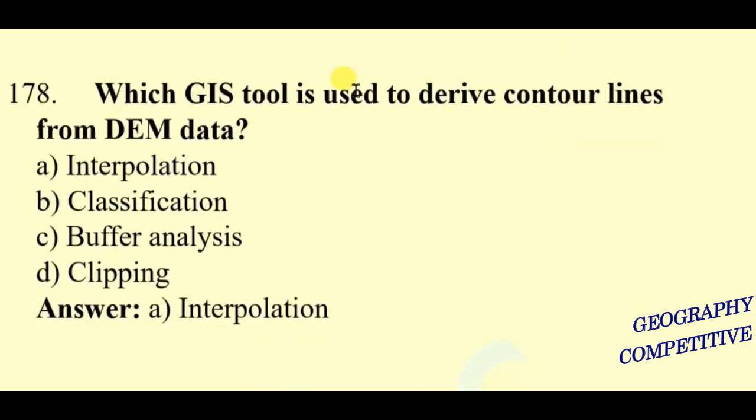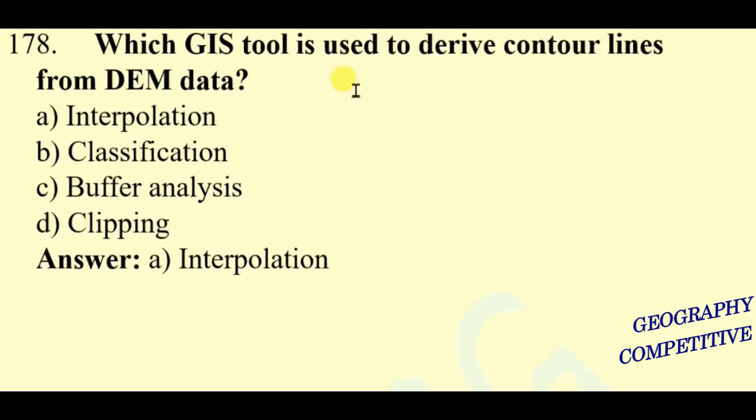Question 178. Which GIS tool is used to derive contour lines from DTM data? Interpolation, classification, buffer analysis, clipping. Here the right answer will be interpolation of different contour values.